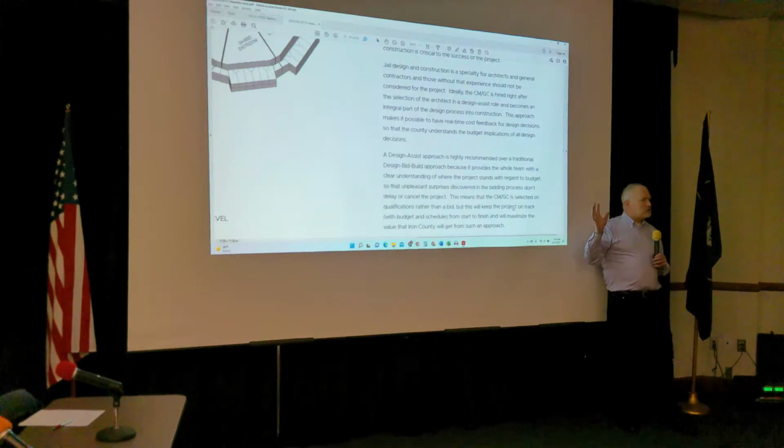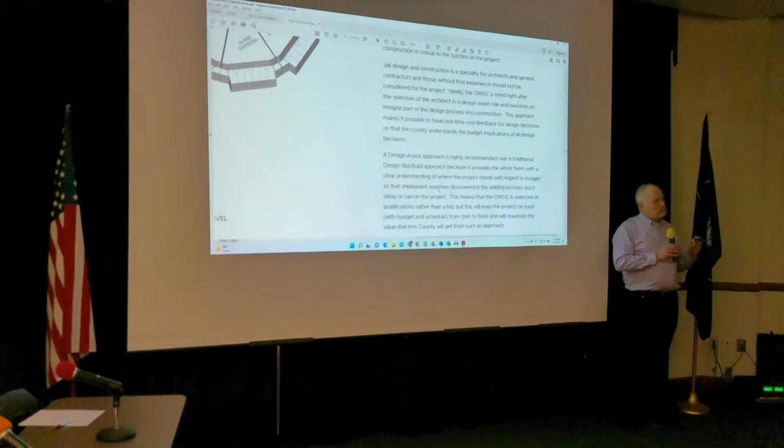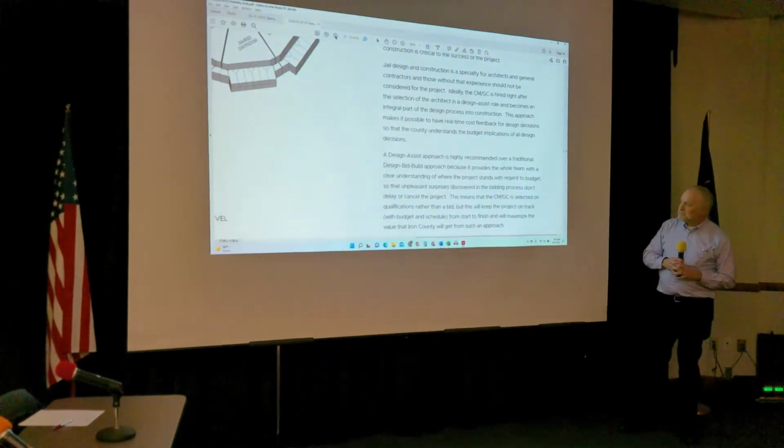In a jail, you can't just stop running the jail to do interior remodels. Those people don't go away. So the more flexibility we build into the process, the better that will work for us.